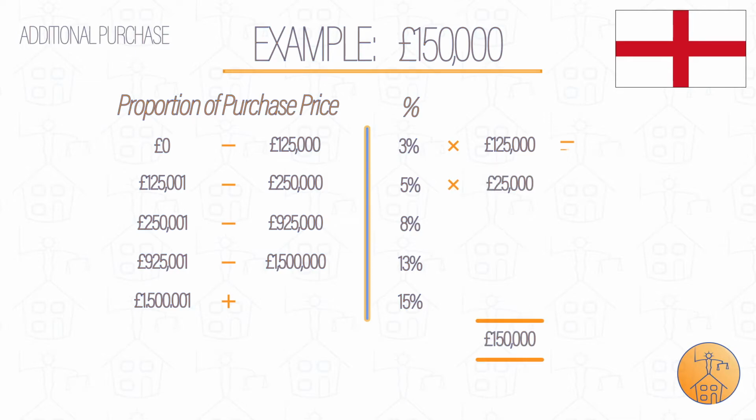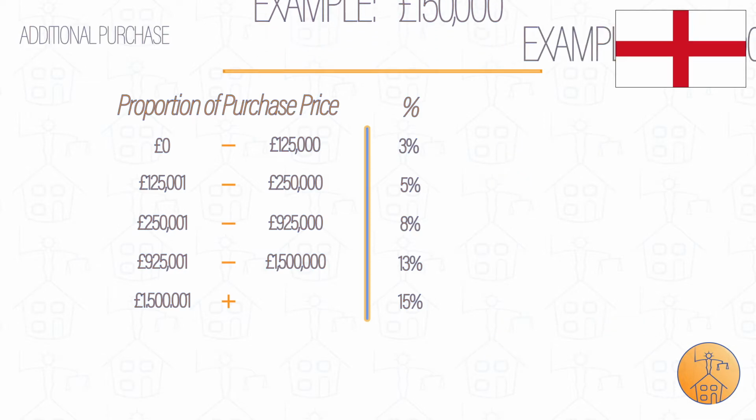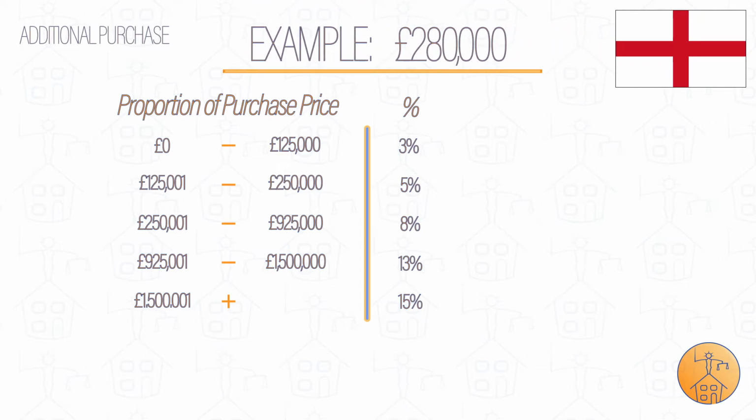3% of £125,000 is £3,750, and 5% of £25,000 is £1,250. So we add those together, 3,750 plus 1,250, and the total is £5,000. So you might remember before it was £500 if you didn't own another property, but now it's £5,000 if you do own another property. Quite a big jump. Moving on to the second example. The £280,000 purchase would work in the same way.